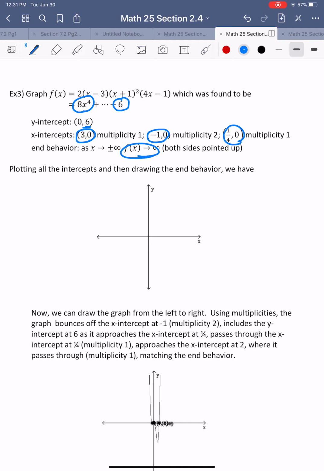So if I put the y-intercept somewhere here, 0, 6, and then there's 3, 0, negative 1, 0, and 1/4, 0. So this is up, isn't it? It's going to be up, but the multiplicity of negative 1 is touch. So touch, going back to the y-intercept, and then the other 3 and the 1/4 have multiplicity 1, so going through. So I get a similar one right here.